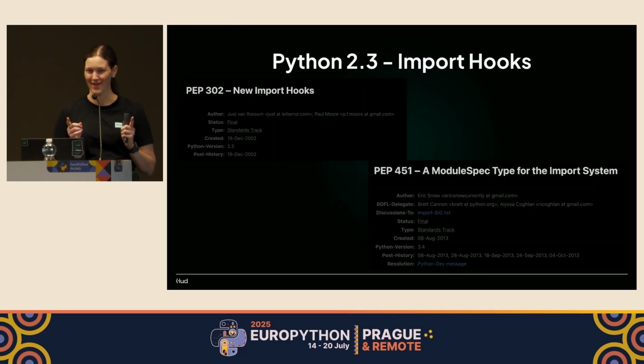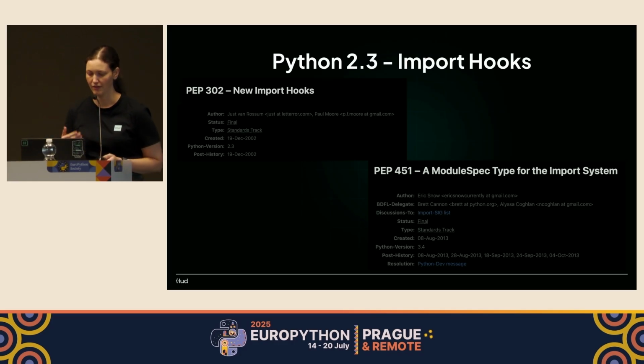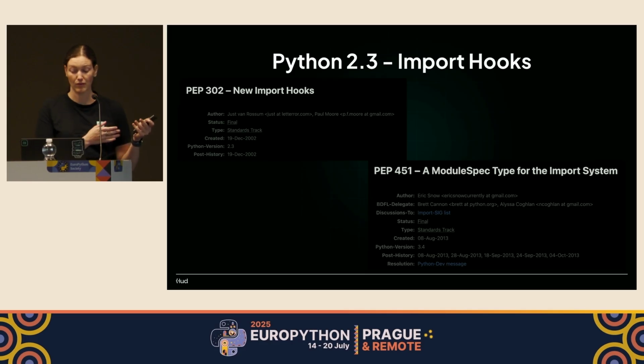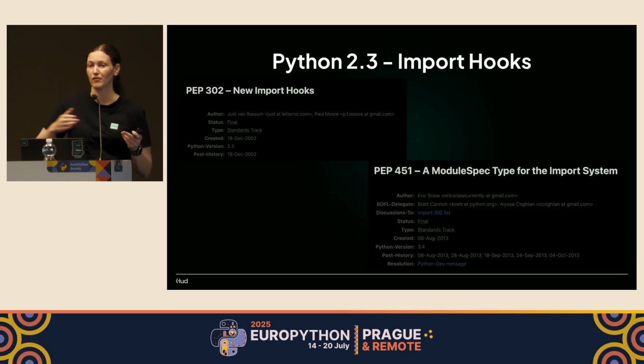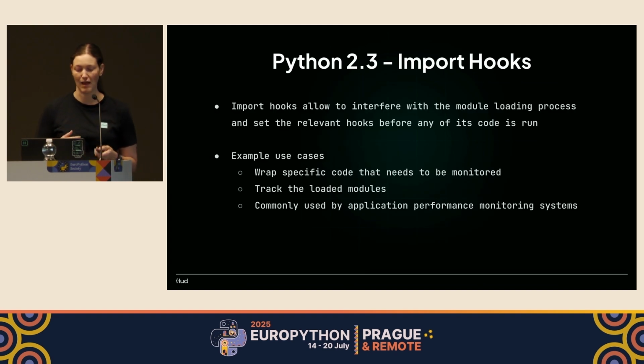Import hooks were very cool. We have PEP 302, that's in 2002, and that's where it started. There's actually an incremental process throughout 10 years until we get to the point where this is today, where import hooks basically allow us to interfere with the module loading process.